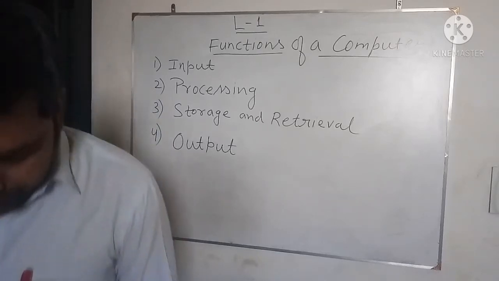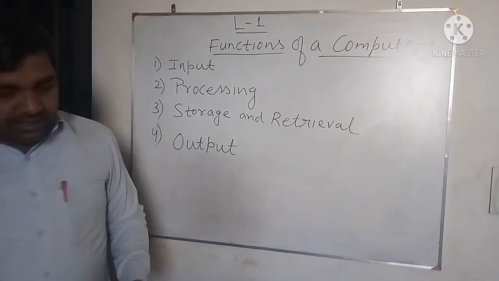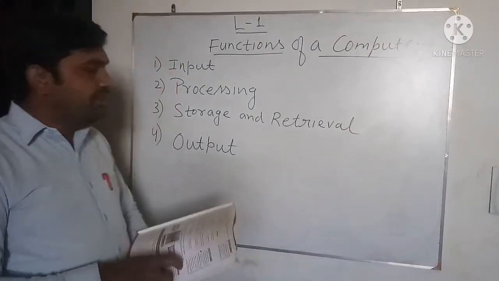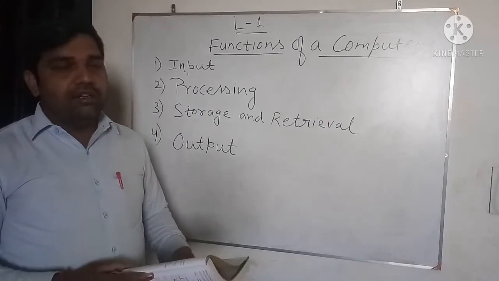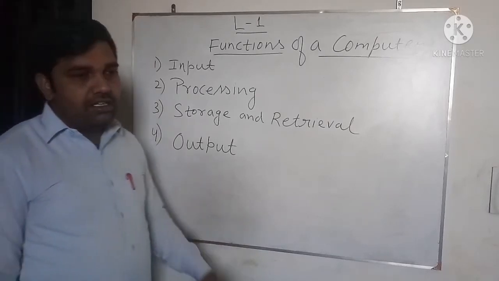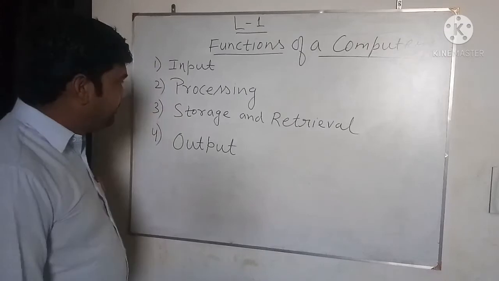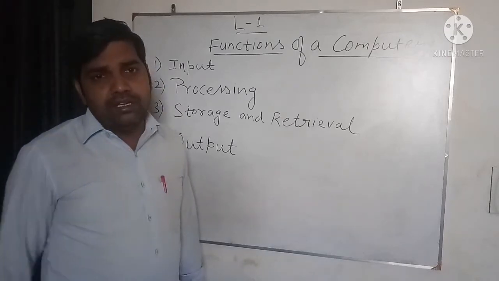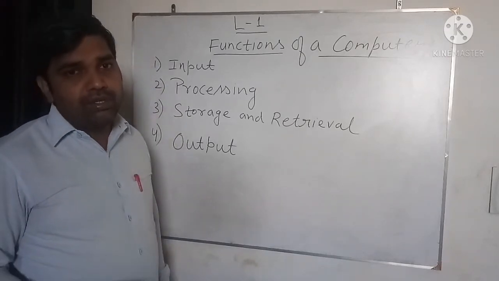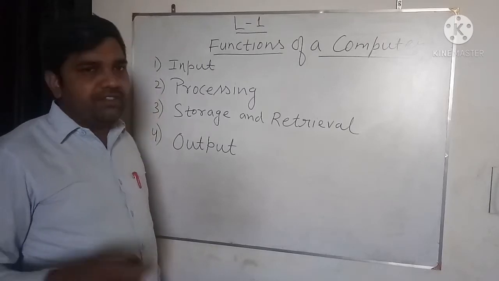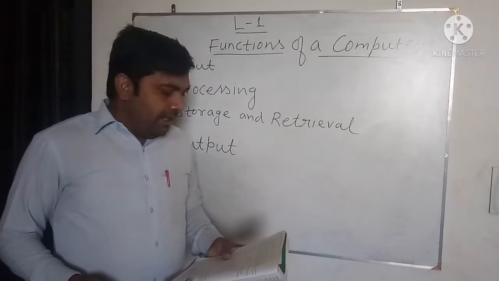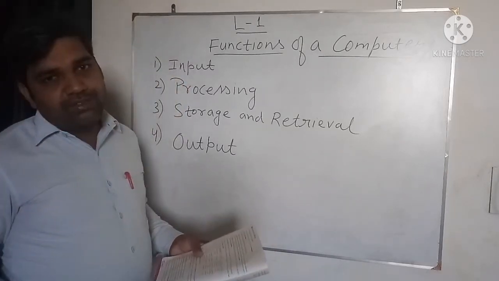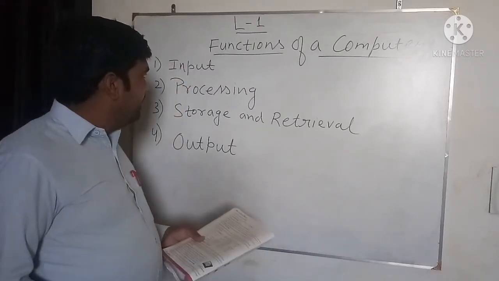First is the input. Every computer accepts the data given by the user with the help of the keyboard, the mouse, and the scanner. With the help of the scanner, we give the scanned image of a book, a notebook, or any photo as input to the computer. With the help of the keyboard, we give text data as input.